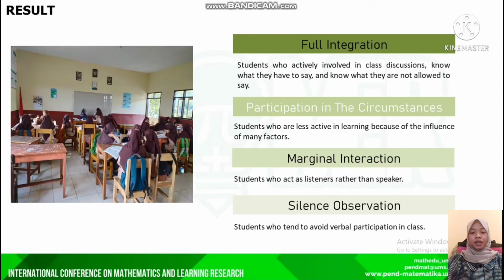Students with participation in the circumstance, influenced by many factors, make their participation and interaction less in the learning process. Students whose behavior classified as marginal interaction act as listener rather than the speaker. And the last, students with the silent observation behavior tend to avoid verbal participation in the class.